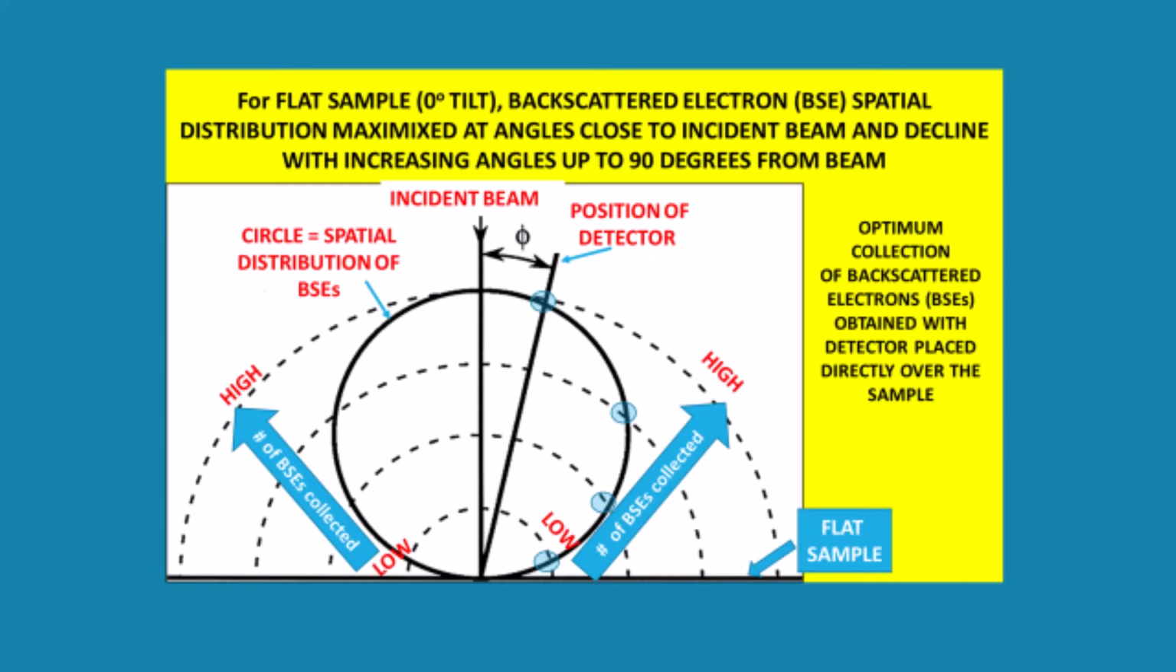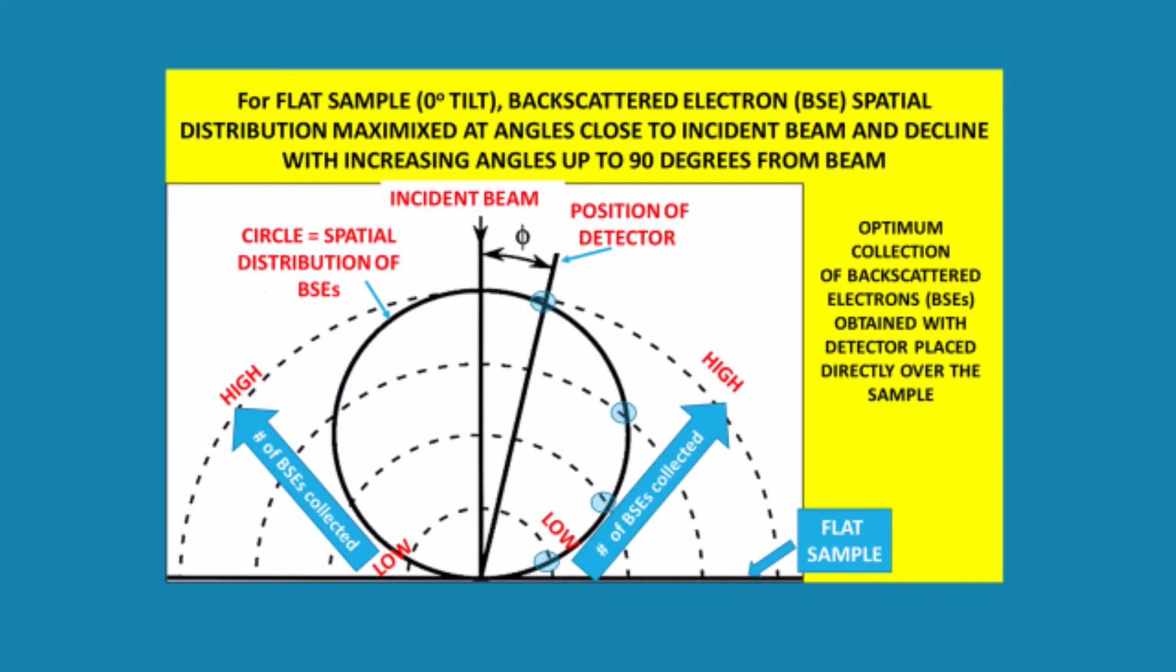The detector for backscattered electrons should be positioned to optimize collection of the backscatter signal. In this diagram, for a flat sample surface, the number distribution of backscattered electrons is represented by the solid circle. One can see that as the angle phi shown between the position of the detector and the incident beam increases toward 90 degrees, the number of backscattered electrons detected for this flat surface declines, as represented by the points of intersection of this solid circle with the dotted semicircles.